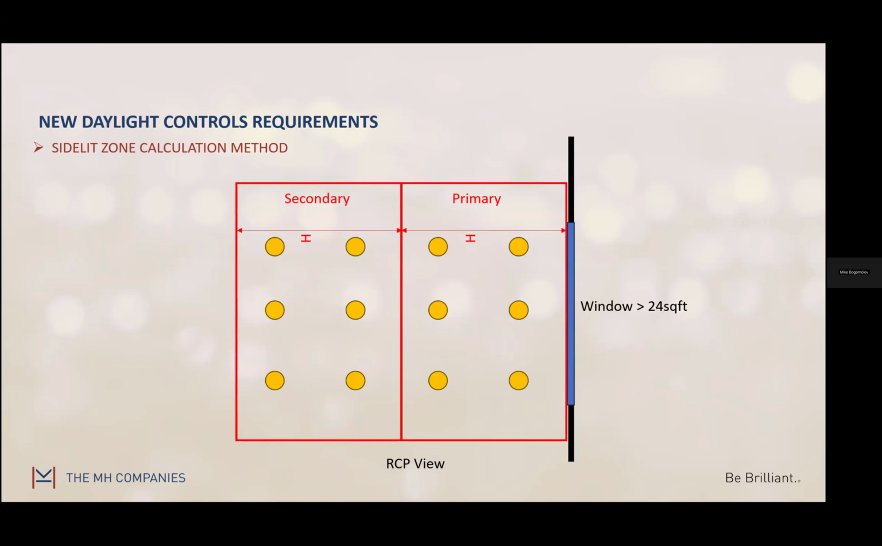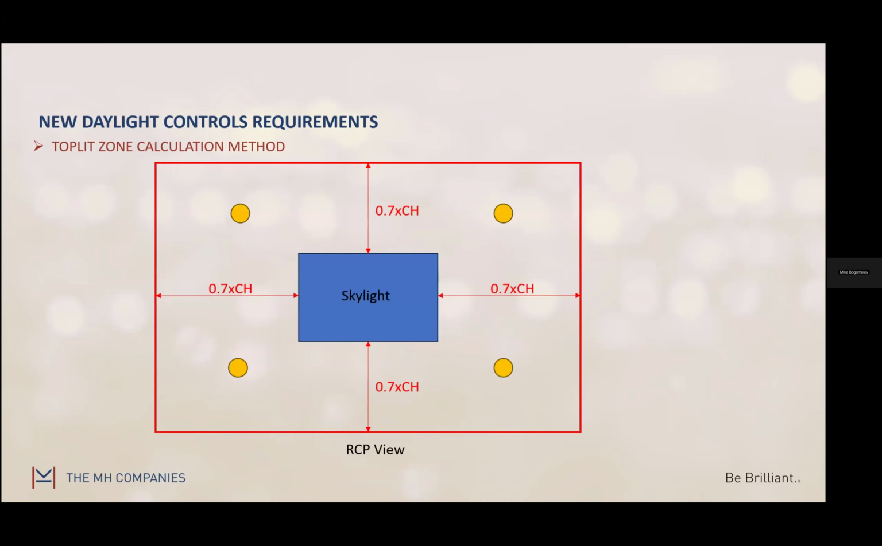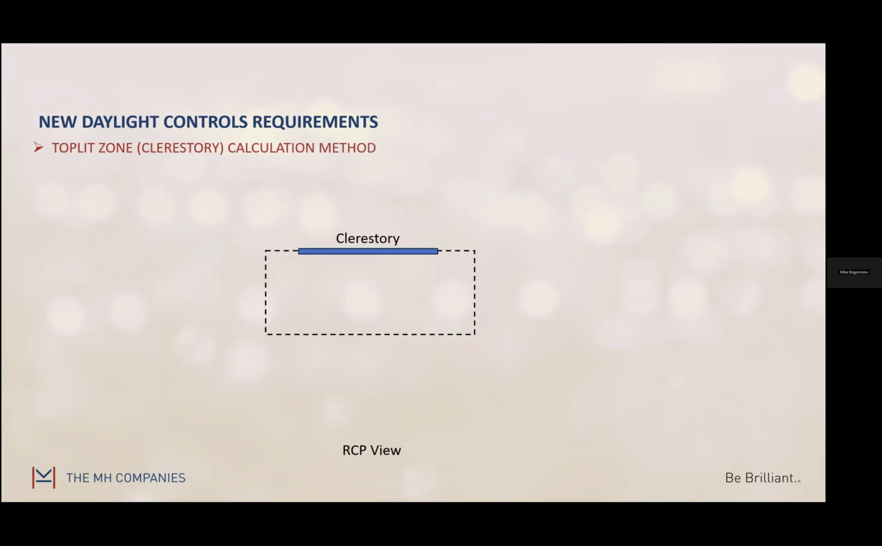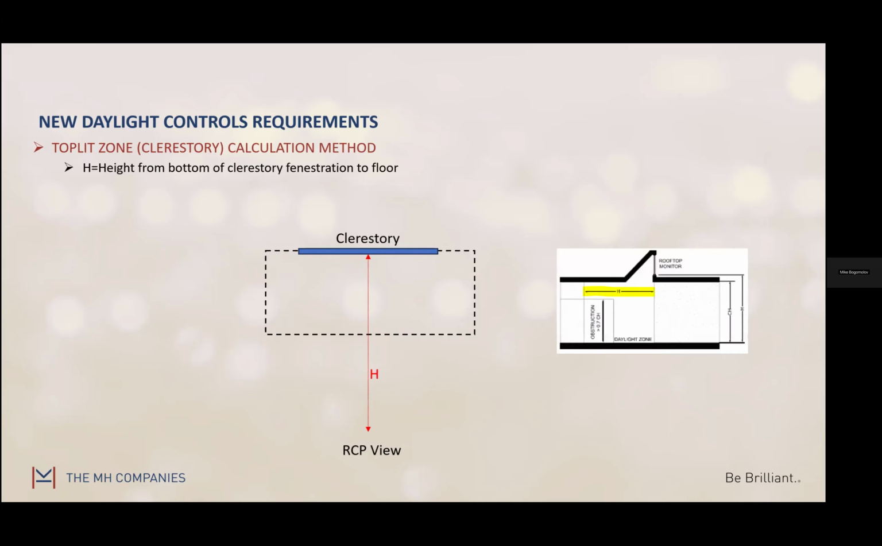All right. So moving on to clerestory, very similar to skylights. With a clerestory, the height is calculated from the very bottom of the window in the clerestory down to the floor. So unlike your side-lit daylight zones, where you're calculating from the top of the window down, with clerestory windows you're calculating from the bottom of the window down. So your height is calculated based on this distance right here.